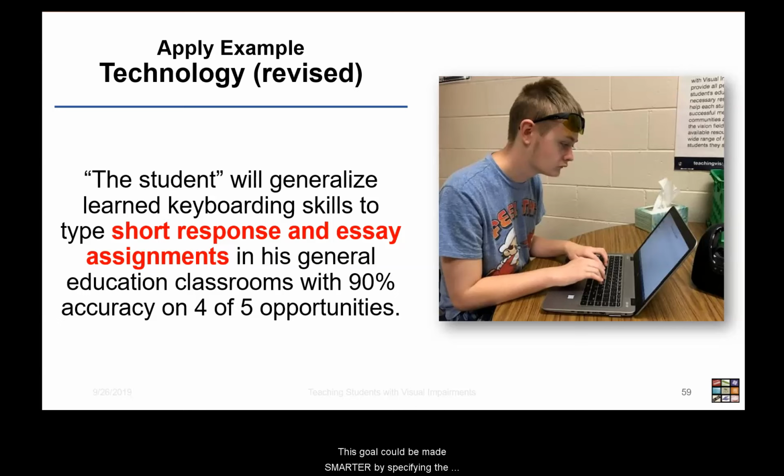This goal could be made smarter by specifying the type of assignment or how long the assignment is. Is he just writing lists or will he write short responses and essays? The goal now reads, the student will generalize learned keyboarding skills to type short responses and essay assignments in his general education classrooms with 90% accuracy on 4 of 5 opportunities.